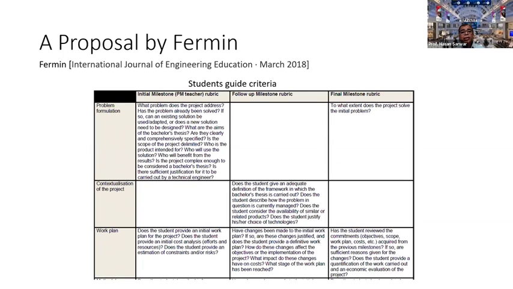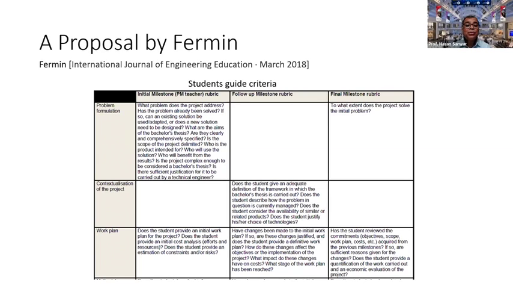Now, Farmin is showing that he has developed a student's guide with criteria, like in problem formulation. These are the indicators, as we said earlier. And for this problem formulation, what is the expectation from the students at the initial milestone when the PM teacher is there? In the case of problem formulation, the expectation from the student is: what problem does the project address? Has the problem already been solved? If so, can an existing solution be used or adapted? Or does a new solution need to be designed?